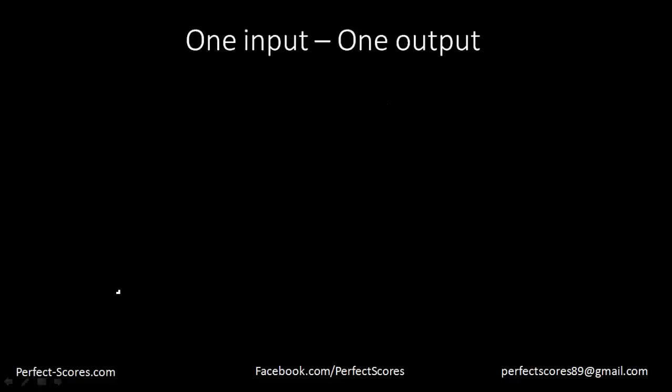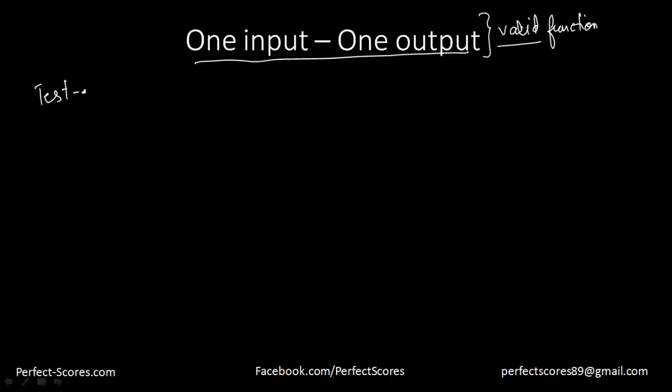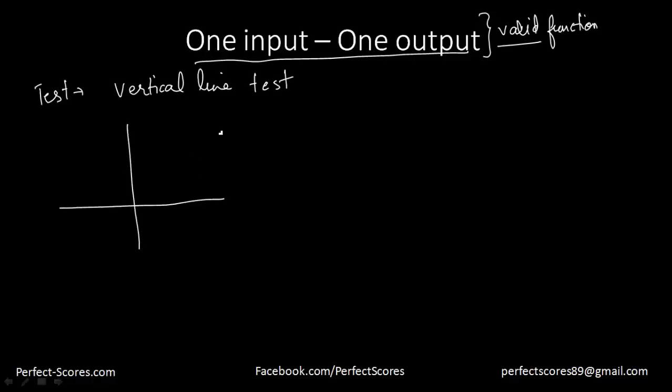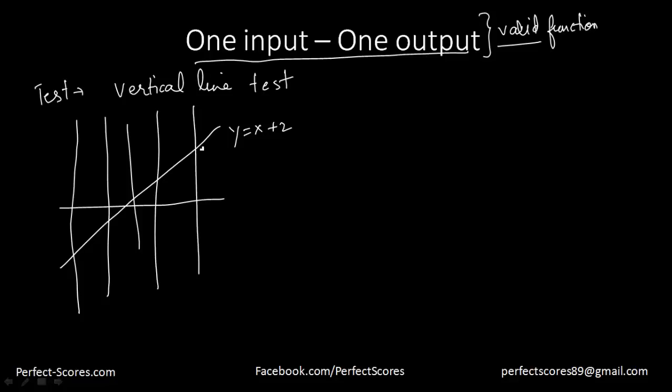So let's talk about how you define a function. When is a function a valid function? A function is a valid function when it passes a test, and that test is known as the vertical line test. It says that on a function, let's suppose y is equal to x plus 2, if I draw any vertical line like this, that vertical line should pass the function only at a single point.